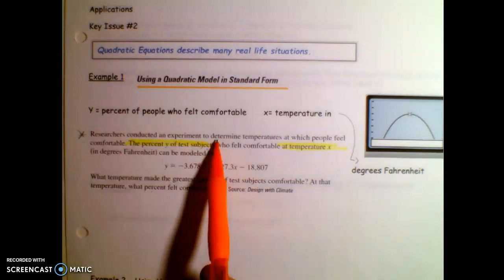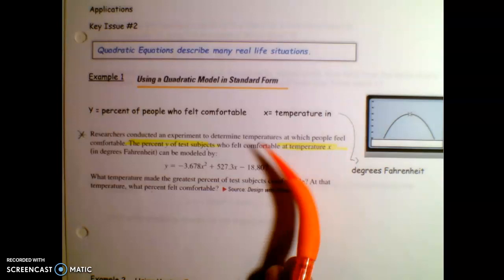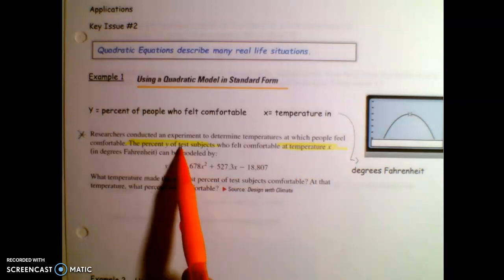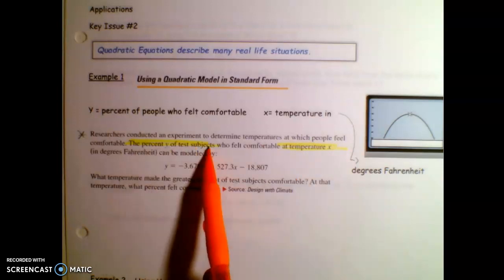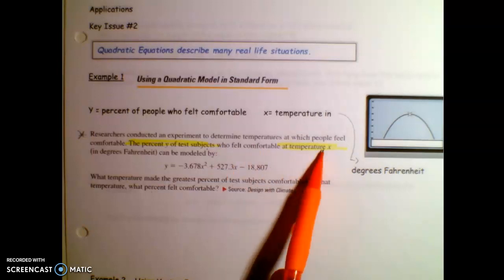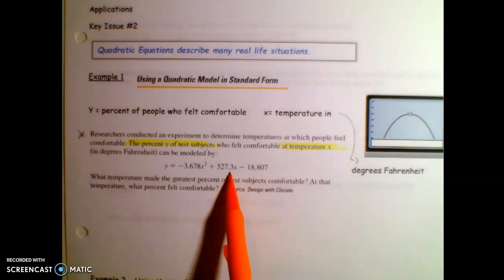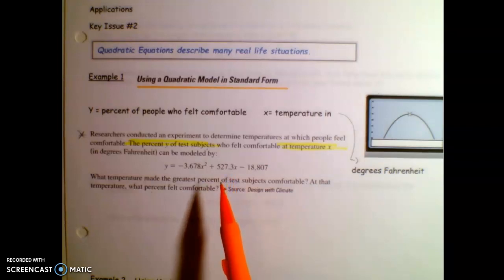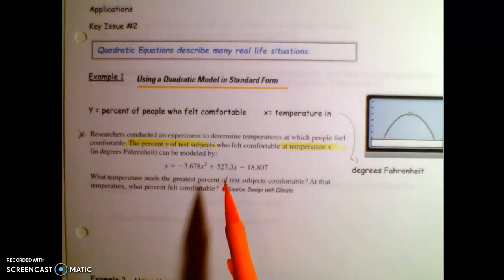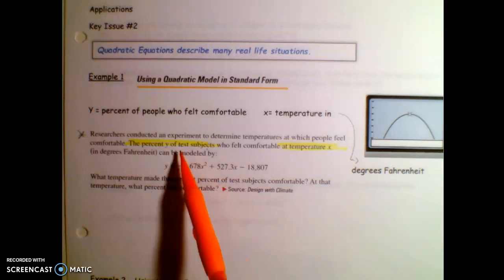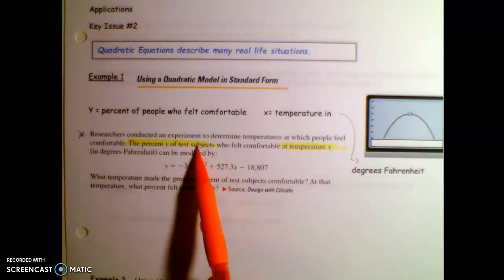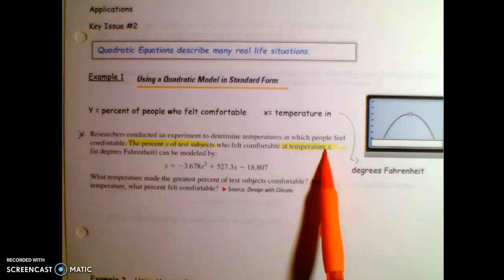Researchers conducted an experiment to determine temperatures at which people feel comfortable. The percent Y of test subjects who felt comfortable at temperatures X in degrees Fahrenheit can be modeled by this equation. So I always pull out my highlighter and highlight if I can find what's Y and what's X, so I can visualize in my head what's going on. So they just said that the percent of test subjects, so I'm looking for a percentage for my Y value, and a temperature in Fahrenheit is for my X value.